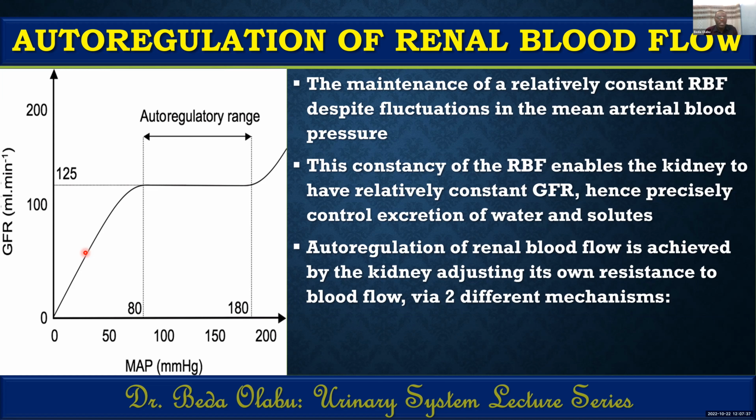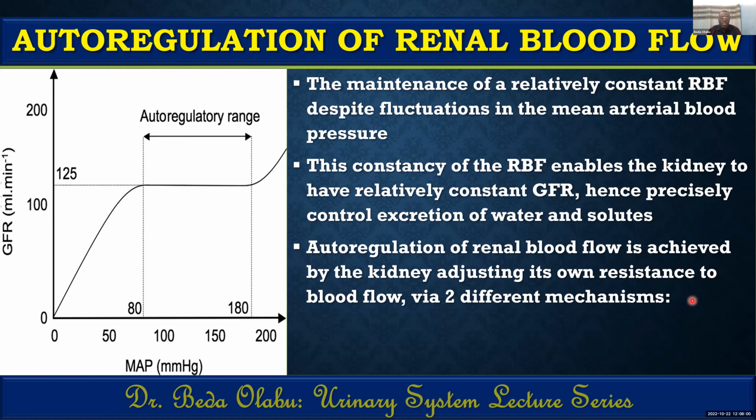But if the blood pressures are so high, they affect or they destroy the glomerular basement membrane. They destroy the glomerular filtration barrier. So you lose a lot of things again through urine. The GFR will increase, but at the expense of destroying the kidney.